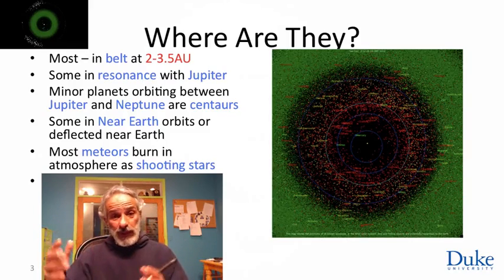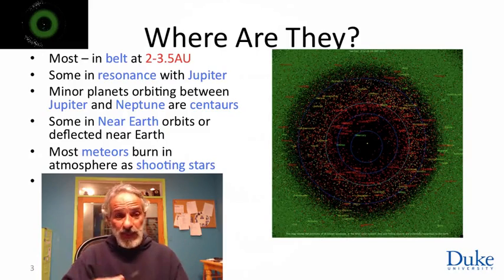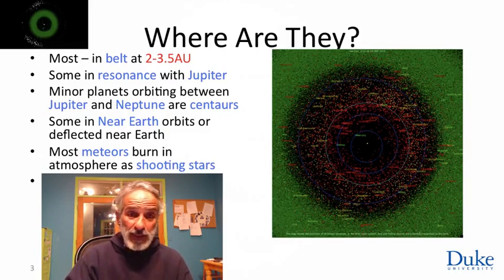Some of them are large enough that even after burning, some survives to hit the ground. That makes them a meteorite. So a meteorite is a meteor that made it to the ground.